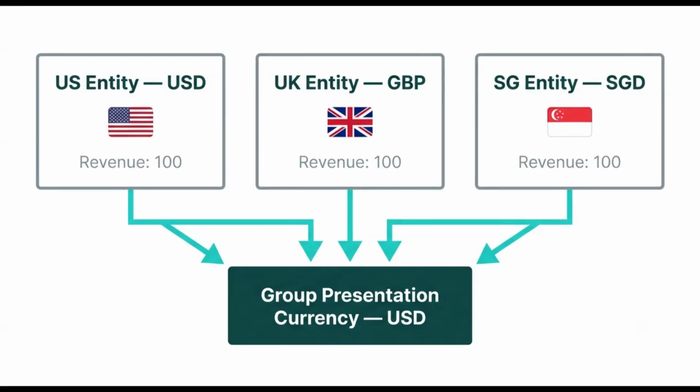Today, we'll talk about the concept of multi-currency and CTA. When a group has entities operating in different countries, those entities keep their books in their own local currency. A US entity reports in USD, a UK entity in GBP, a Singapore entity in SGD. But the group as a whole needs to report in one currency, its presentation currency. Before consolidation can combine these entities, every entity's figures need to be translated into that single group currency.